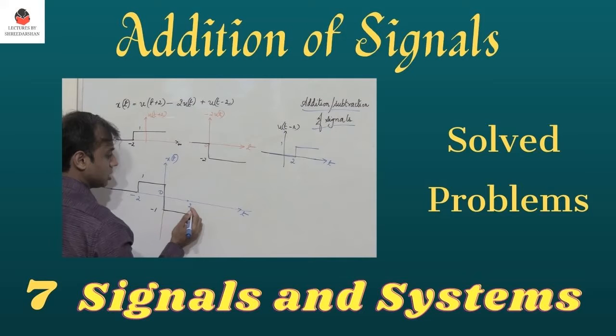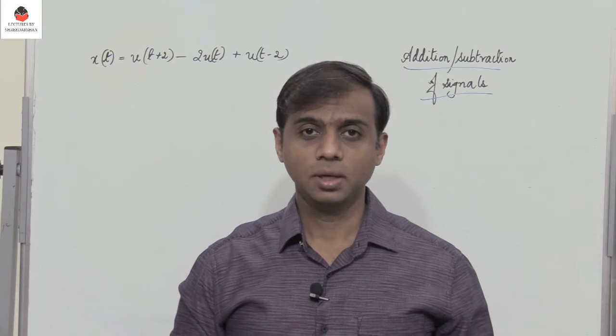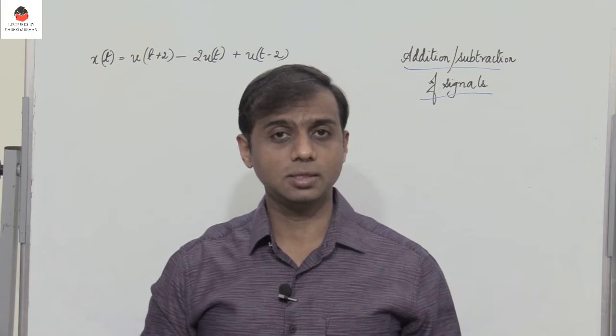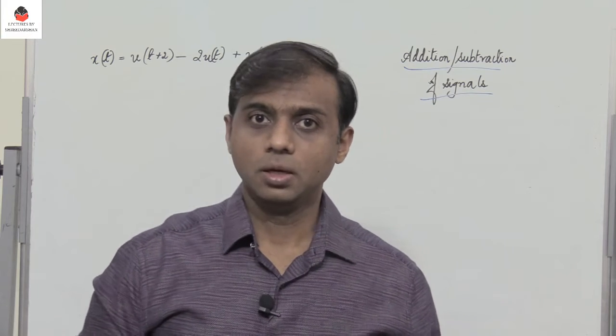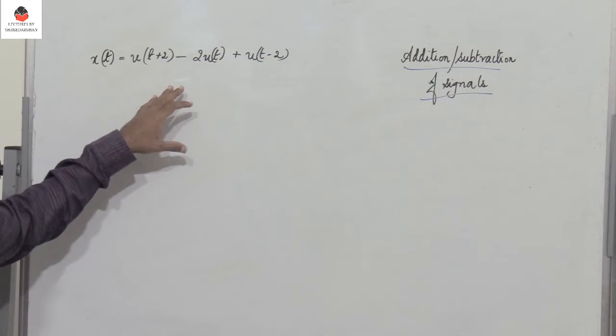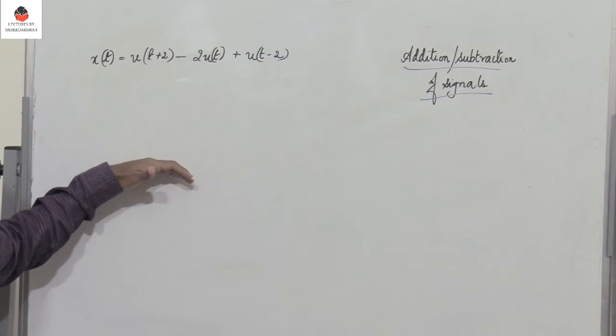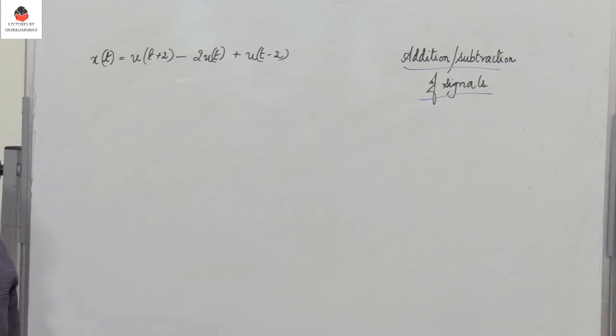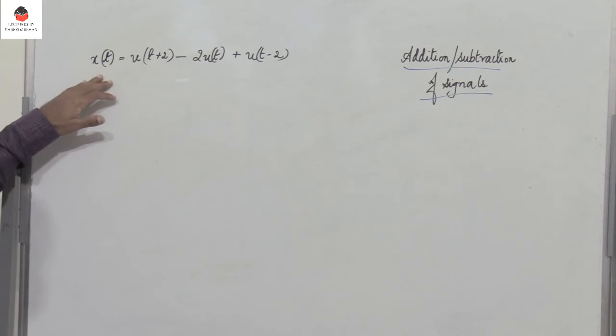In the previous video segment, we have considered two signals and we saw how we can multiply the two signals and draw the waveform. So here in this lecture, we shall see how signals can be added or subtracted, which is much more simpler when compared to multiplying two signals. So let's consider the first example.